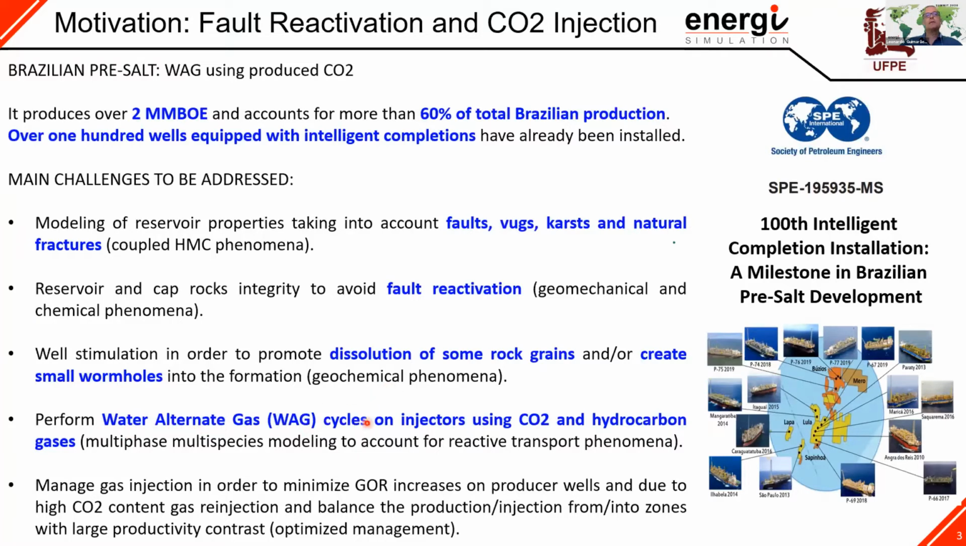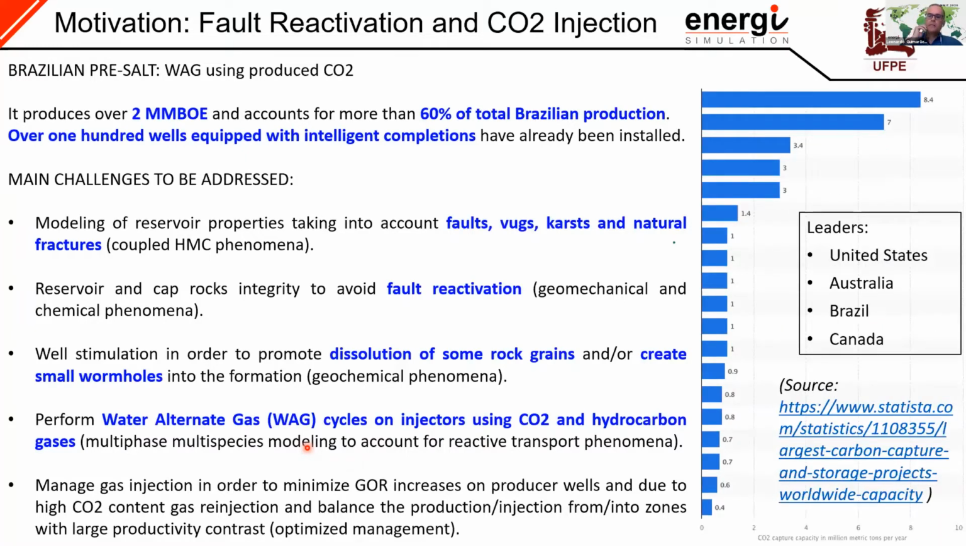Performing water alternating gas cycles on injectors using CO2 and hydrocarbon gas is, again, multiphase modeling to account for reactive transport. And finally, managing gas injection in order to minimize GOR increases on producer wells is linked to the robust optimization area of our chair. Brazil is the third largest global player in potential carbon storage. It's important to mention that. For this reason, we believe that our CO2 injection modeling work would help to ensure the safe deployment of CCS projects, not to mention optimizing the economic development and operations of EOR projects in Brazil.